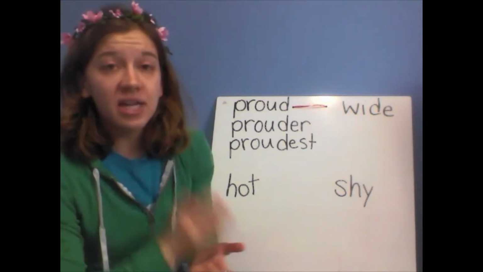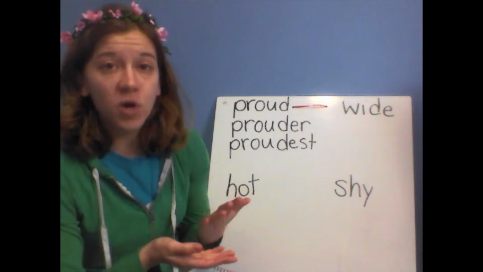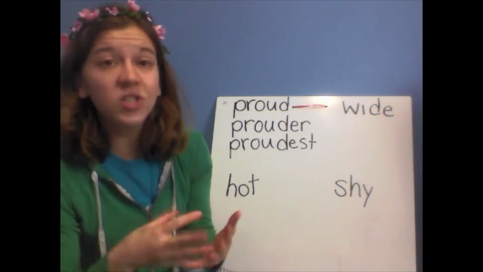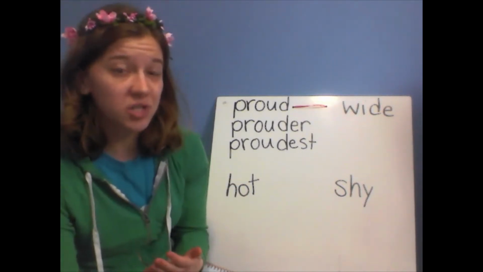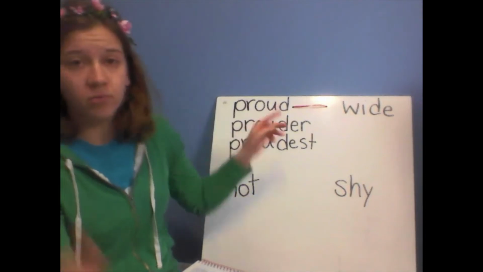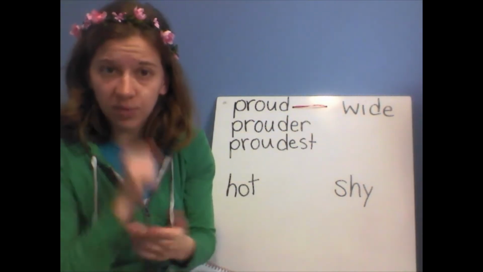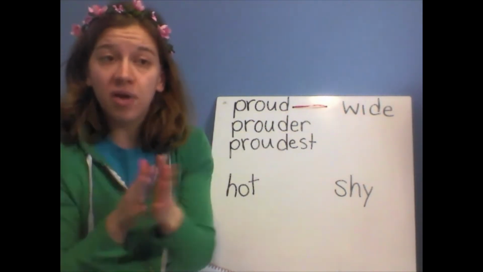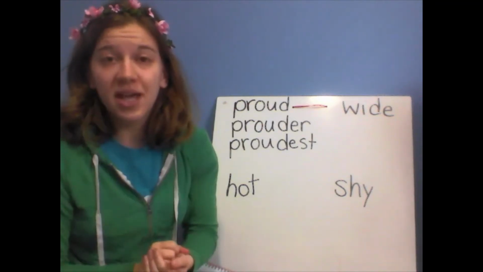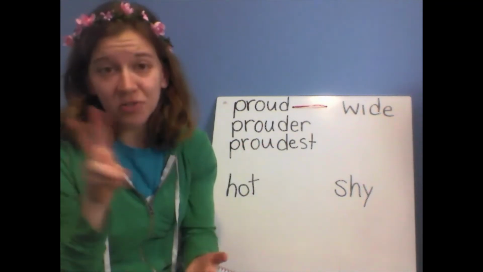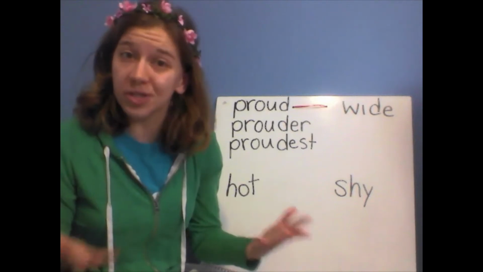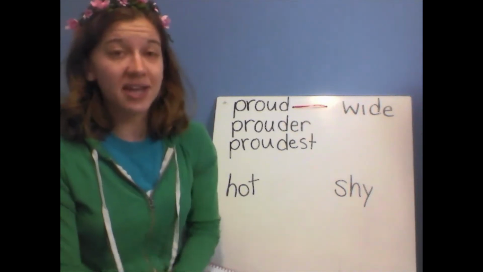Remember, if you add ER and EST to the end of the word, it makes a new word. And it also adds a syllable to the word actually too. Because if we have proud, right? Proud, one syllable. But prouder, two syllables, and proudest, also two syllables. So that adds an extra syllable, which is another cool fact about these endings.